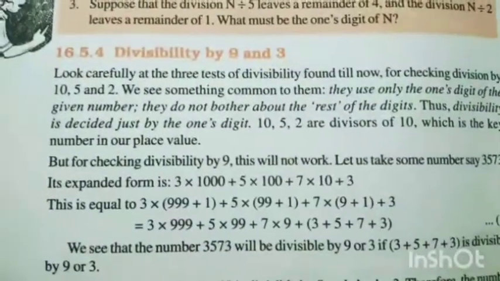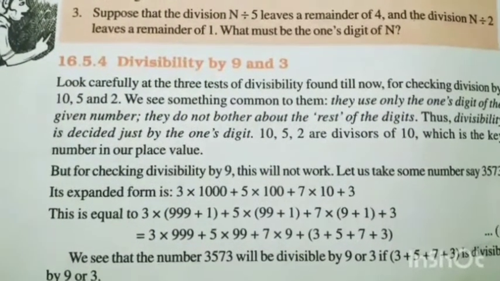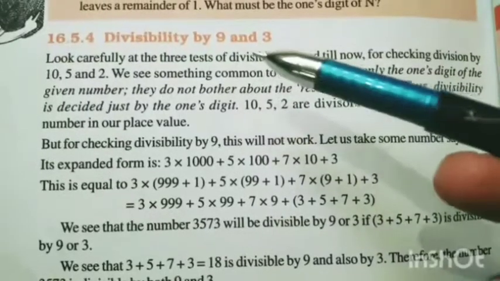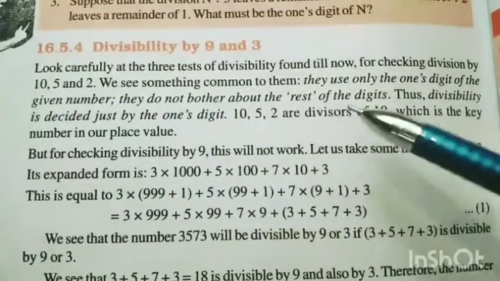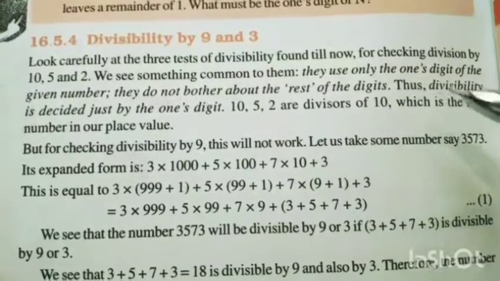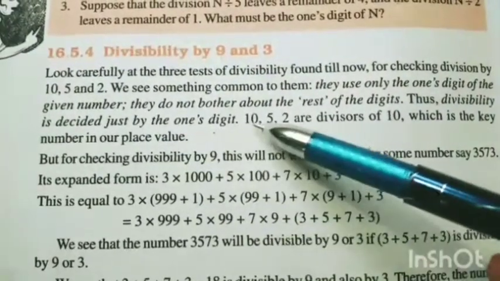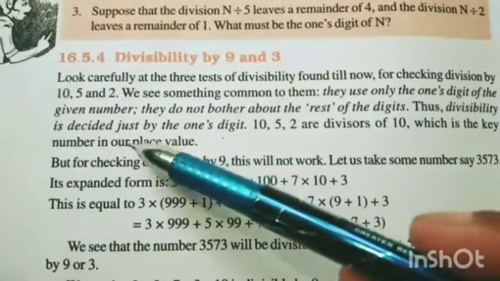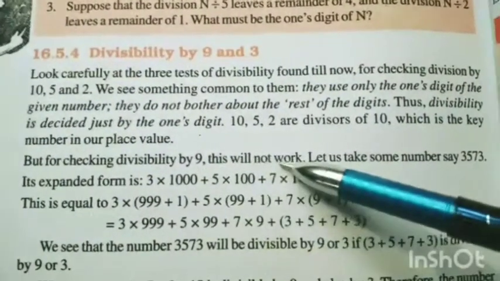Now divisibility by 9 and 3. As you have seen, for the divisibility of 10, 5 and 2, you have to see the ones place digit. But in the case of 9 and 3, we do not have to see the ones place digit. The divisibility is decided just by the ones digit in the case of 10, 5 and 2, which is the key number in our place value. But for checking divisibility by 9, this will not work.